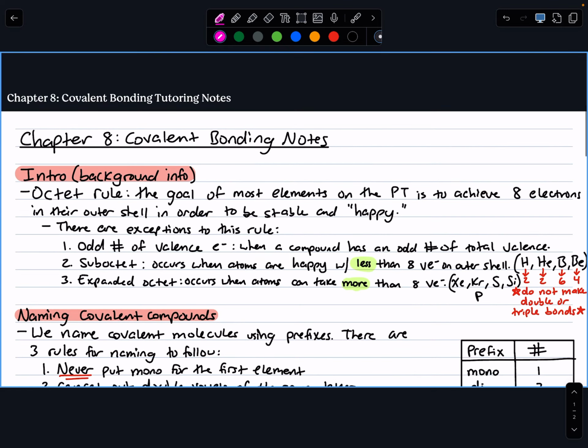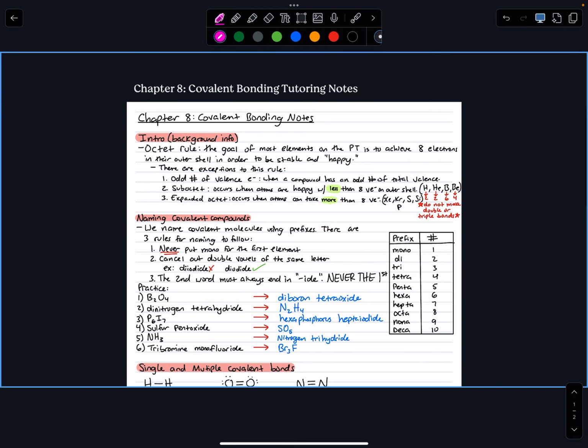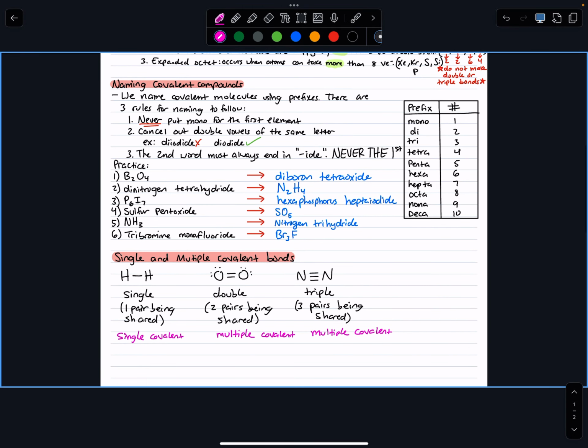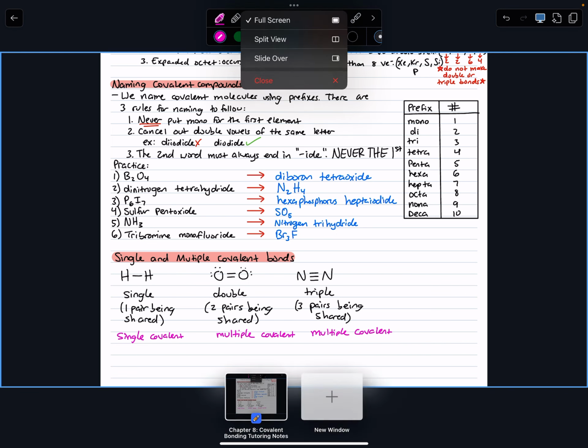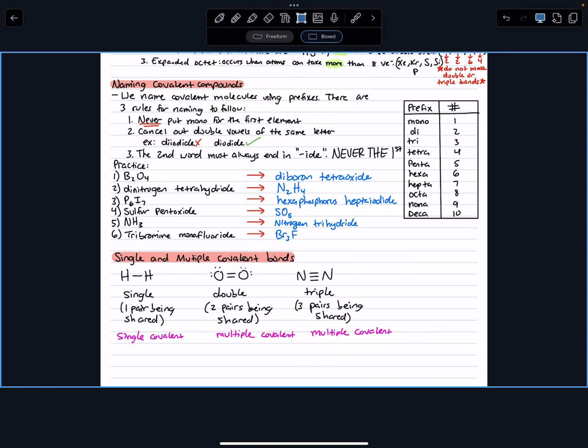Perfect. Okay. Oh my god, I forgot the most important thing. Silly Billy. The definition of covalent bonding. Duh. Of course, nobody cares. Hello? Change. Okay.